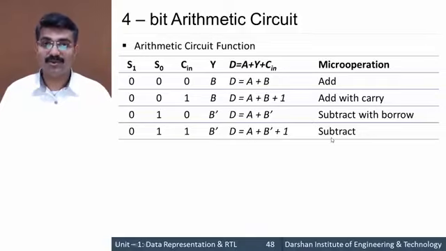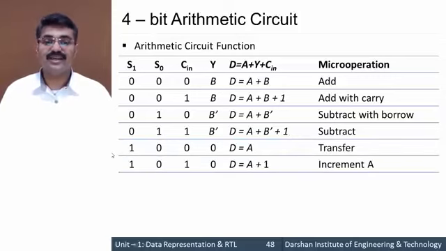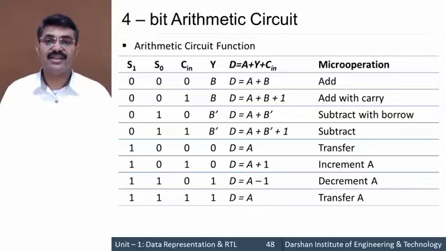So it is our normal subtract operation, because we know that for performing the subtract operation A minus B, we need to take 2's complement of B, so it becomes A plus B complement plus 1, so it is subtract. Then next we can have a transfer operation, then an increment operation, then a decrement operation, and transfer A again. So this is the function table for our 4-bit arithmetic circuit. Now you can also design an n-bit arithmetic circuit by using n full adders and n multiplexers. So this is about the 4-bit arithmetic circuit.